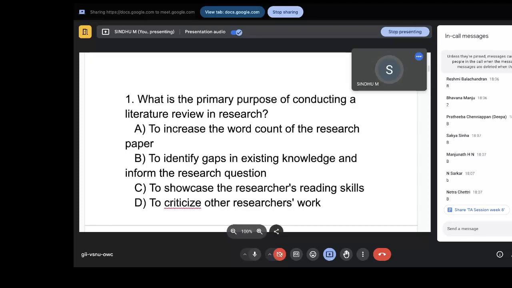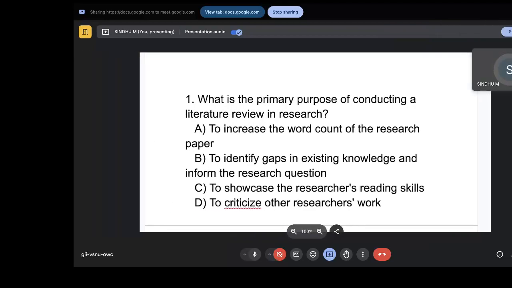Okay, so most of you have got the answer correct. The first question is, what is the primary purpose of conducting a literature review in research? Does anybody want to explain why option B is correct? And you can also explain why the other options are not correct.